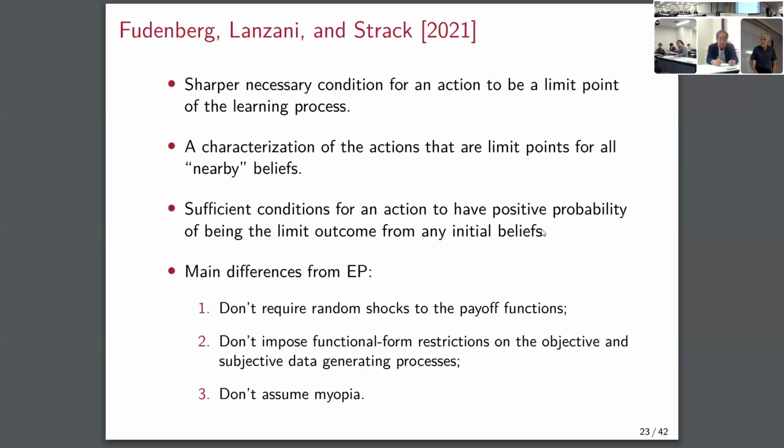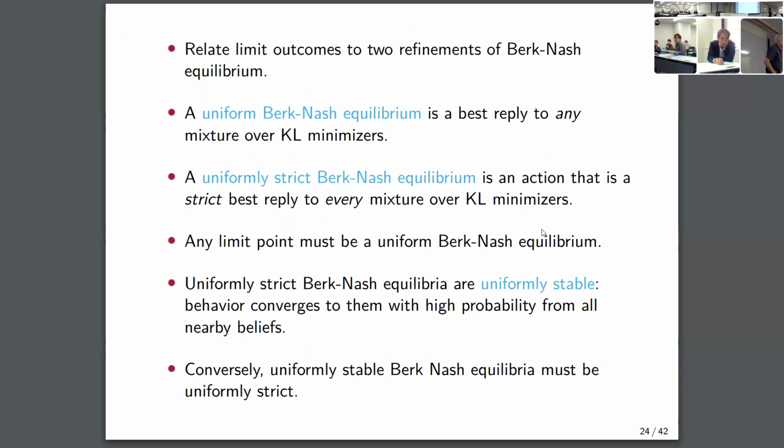We don't impose functional form restrictions on the objective function or on the objective data process of subjective models. We don't assume myopia. It's probably the most important. Their learning models are myopic, and we don't. And we relate limit outcomes to refinements of Berk-Nash. So a uniform Berk-Nash equilibrium is an action that's a best reply to any mixture over minimizers, as opposed to at least one. And a uniformly strict Berk-Nash equilibrium is an action that's the strict best reply to all of the minimizers.